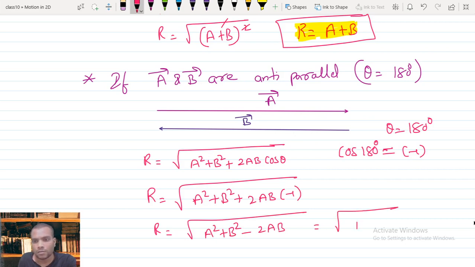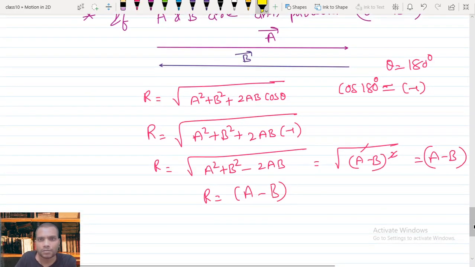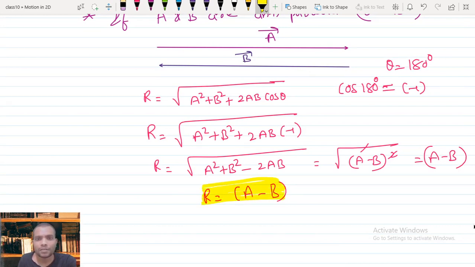which equals under root of (A minus B) whole square. You can cancel the square and root, and the resultant becomes A minus B. If two vectors are anti-parallel, the resultant vector R is just the subtraction of the two vectors, A minus B, which gives the resultant vector. So this is how simply we can apply the resultant vector formula.